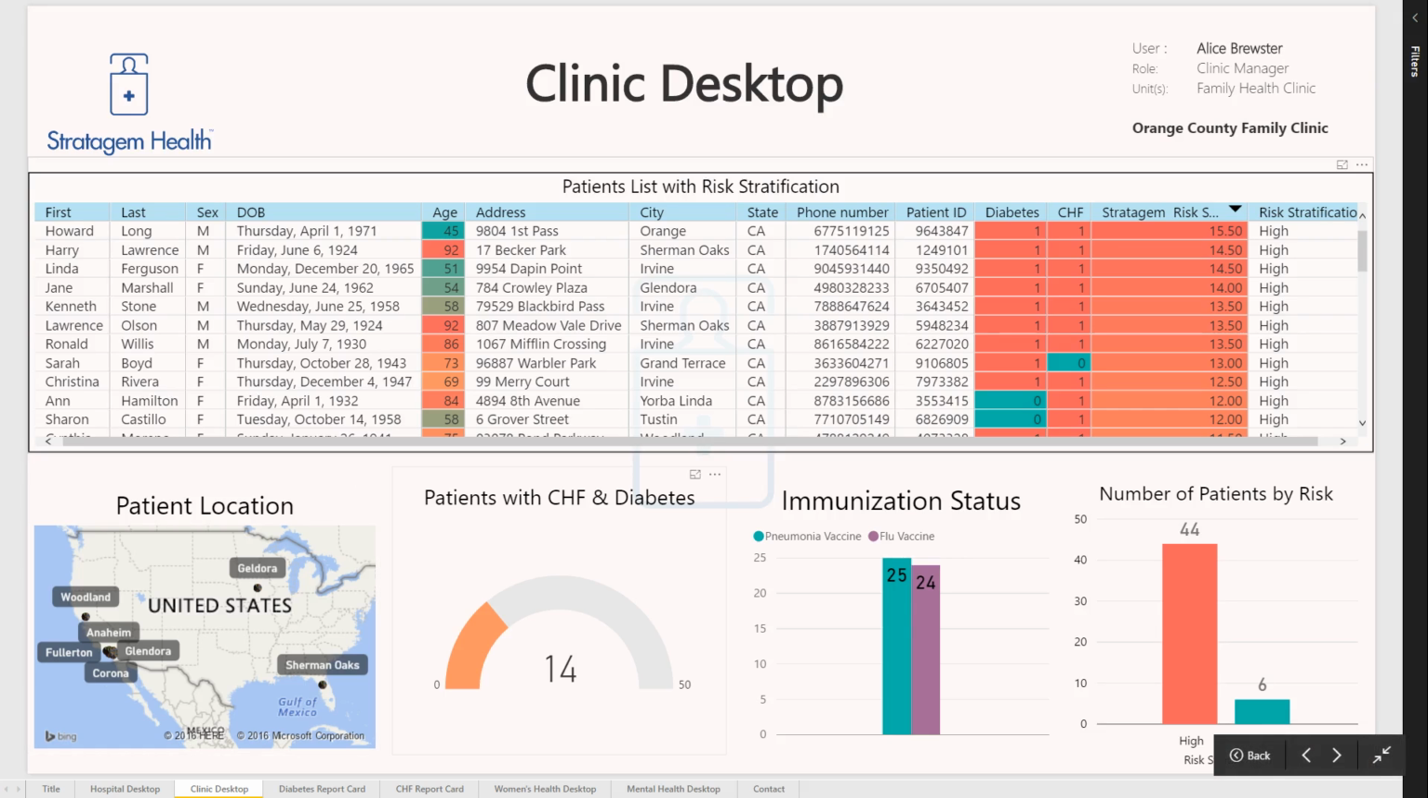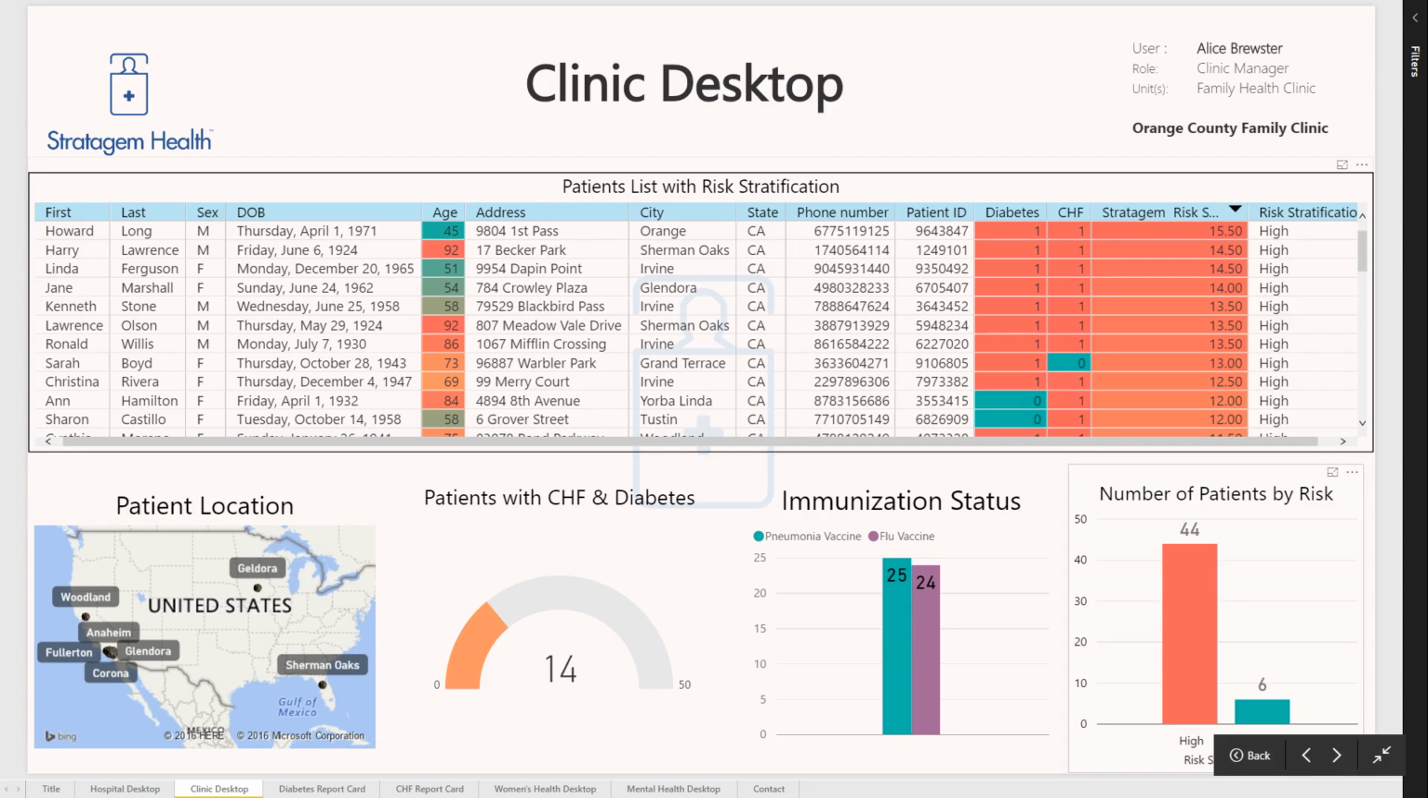Patients with two or more coexisting conditions, in this example, congestive heart failure and diabetes, can be tracked. Their immunization status can be tracked. So for adult patients with chronic conditions, it's important that they get their pneumonia vaccine as well as their flu vaccine during the flu season. And it's critical for these patients that are high risk to get these vaccines.